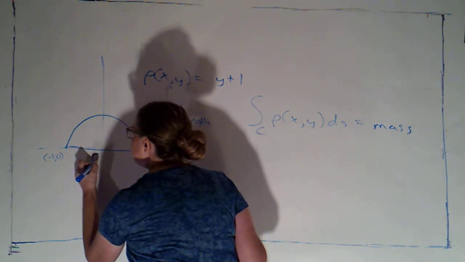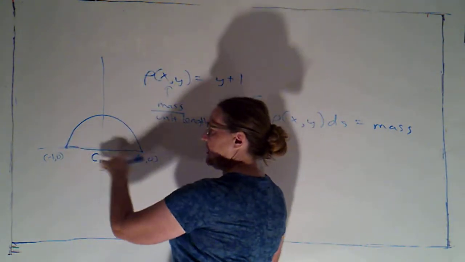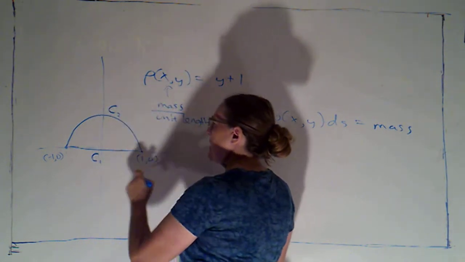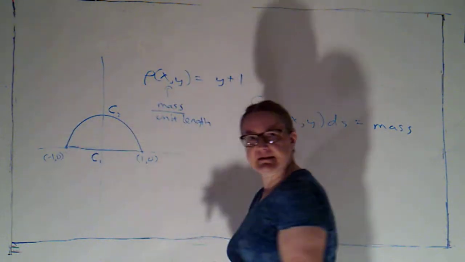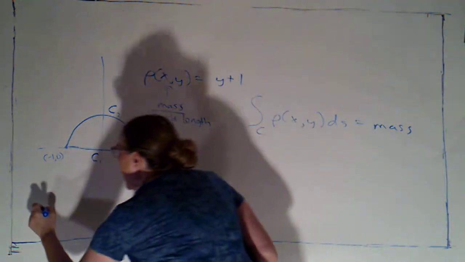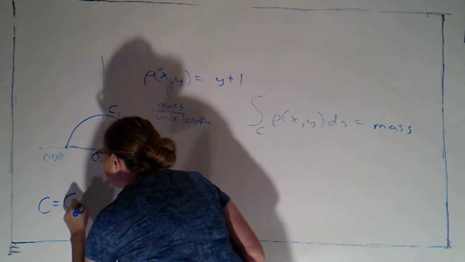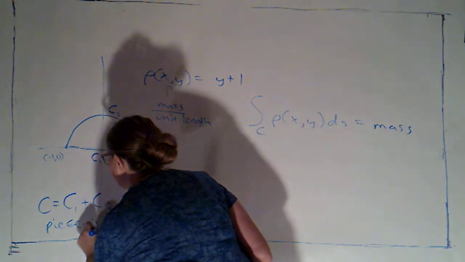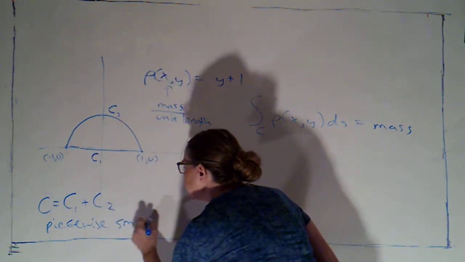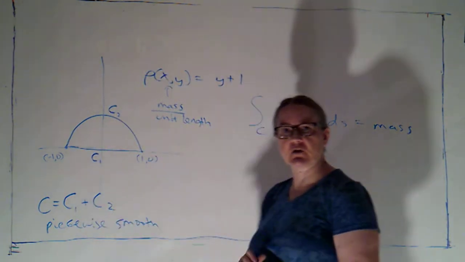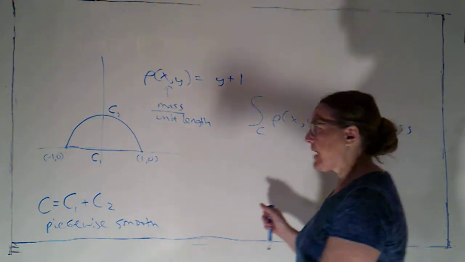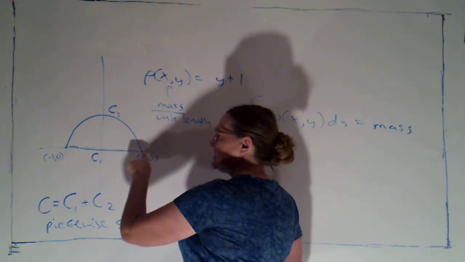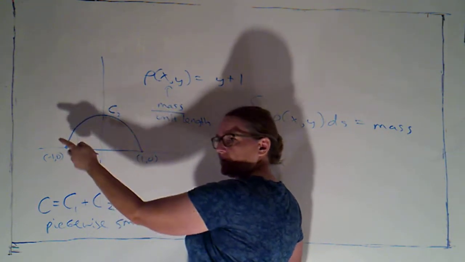So I can say C1, that's going to be this line segment here, that's the bottom part of the wire. And C2, that's going to be this semicircle here. And we can actually say that C is C1 plus C2, and it's a piecewise smooth curve. We do write it that way, just adding those curves together. So if I wanted to go around C, I would do what C1 tells me to do, and then C2. I'm choosing to illustrate this as if I'm going around counterclockwise.